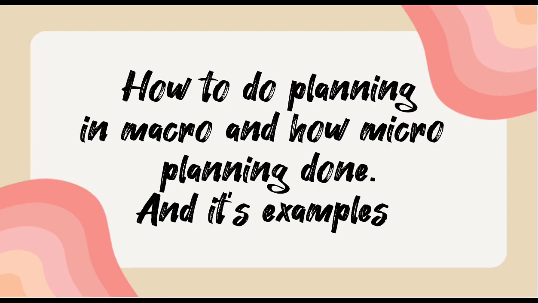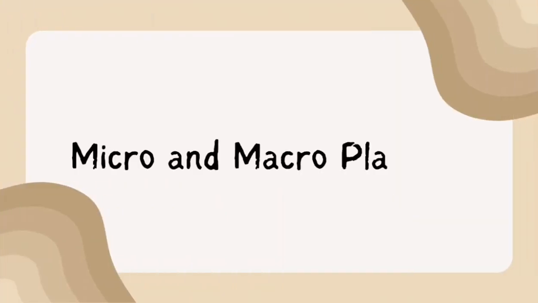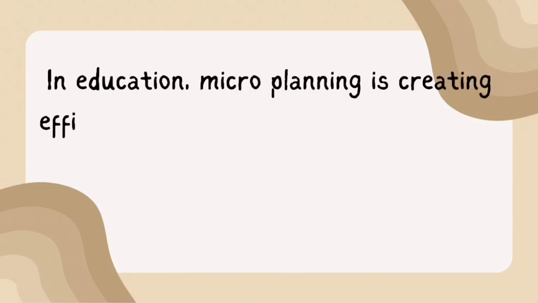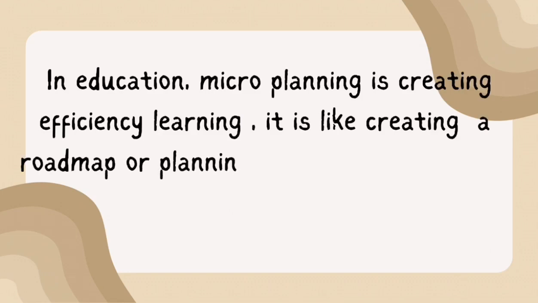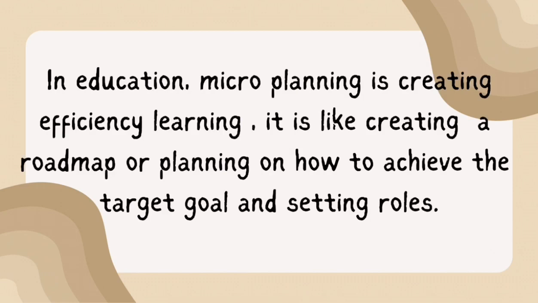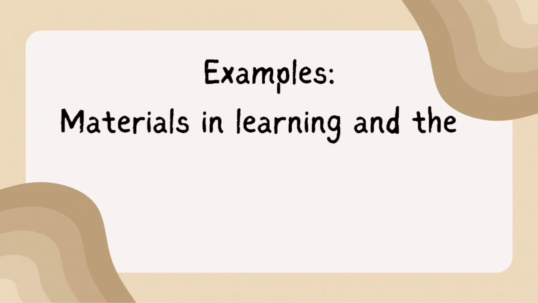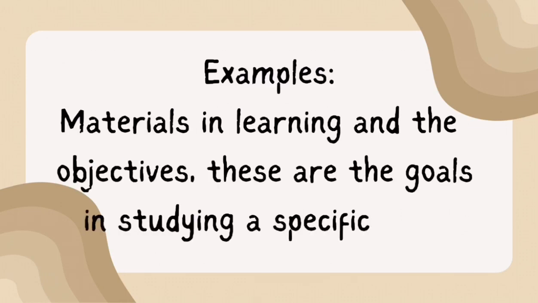How to do planning in macro, how micro planning is done, and its examples. Micro and macro planning. In education, micro planning is about creating efficient learning. It is like creating a roadmap or planning on how to achieve the target goal and setting rules. An example of this is materials in learning and the objectives. So these are the goals in studying a specific topic.